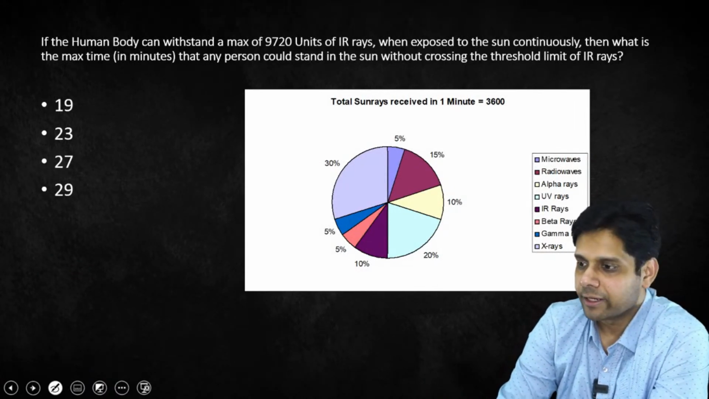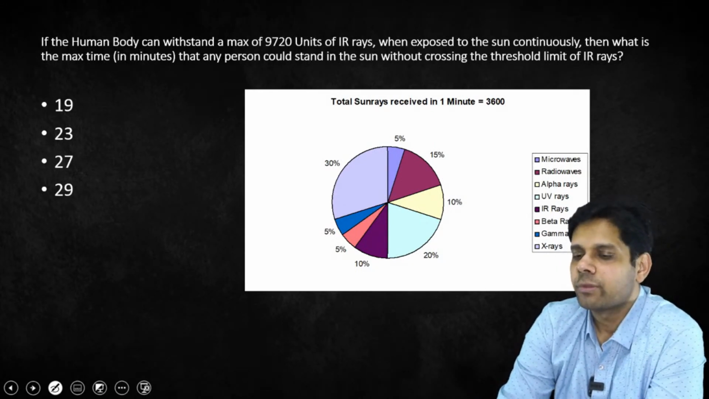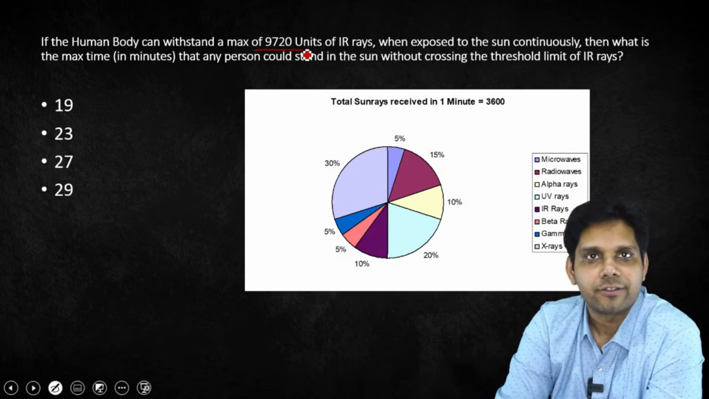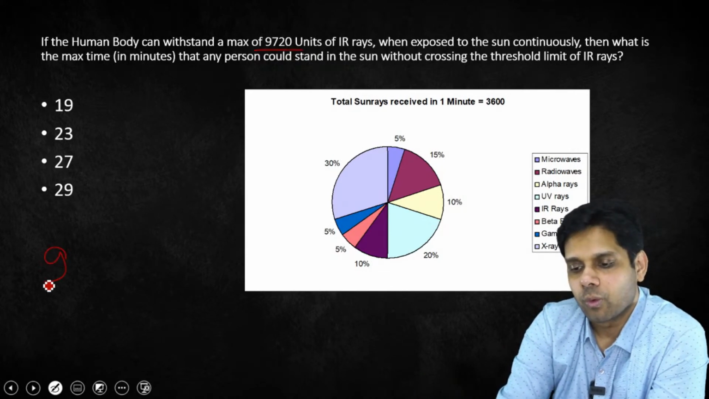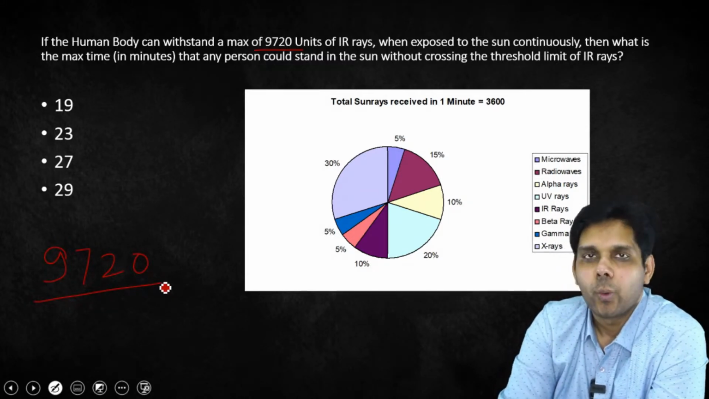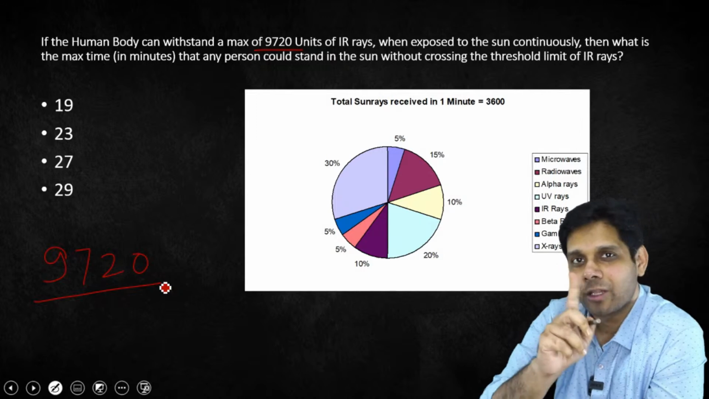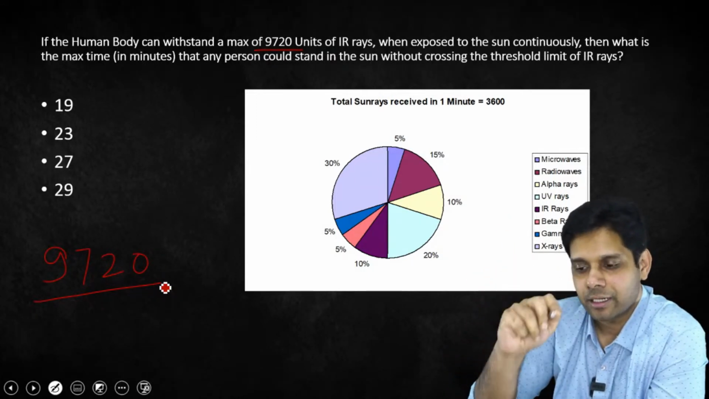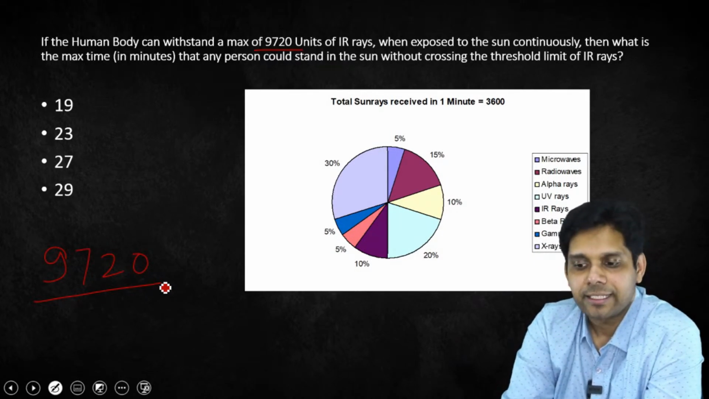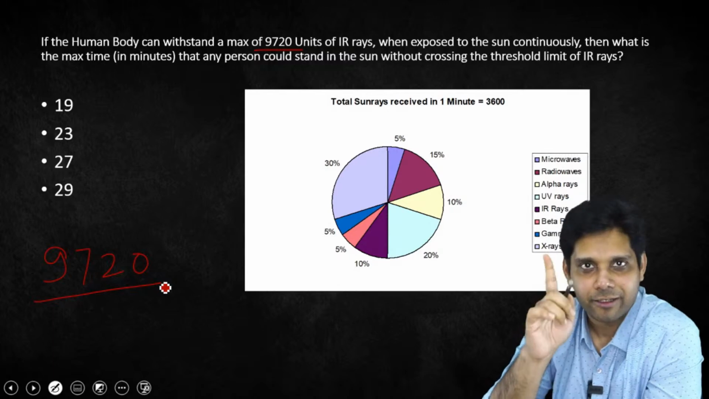Now, we have one interesting question for all of us, a data interpretation question related to biology. If the human body can withstand a maximum of 9720 units. Now, the moment you see 9720, what do you see? Whether it is an odd number or even number? Even number. Whether it is divisible by 5? Yes, it is divisible by 5, right? Whether it is divisible by 6. Now, all this, remember, we had done in our previous session. All that you have to look at within seconds. Is it divisible by 3? Yes. Is it divisible by 2? Yes. That means it is divisible by 6 also. Okay, fine. So register that in your mind.